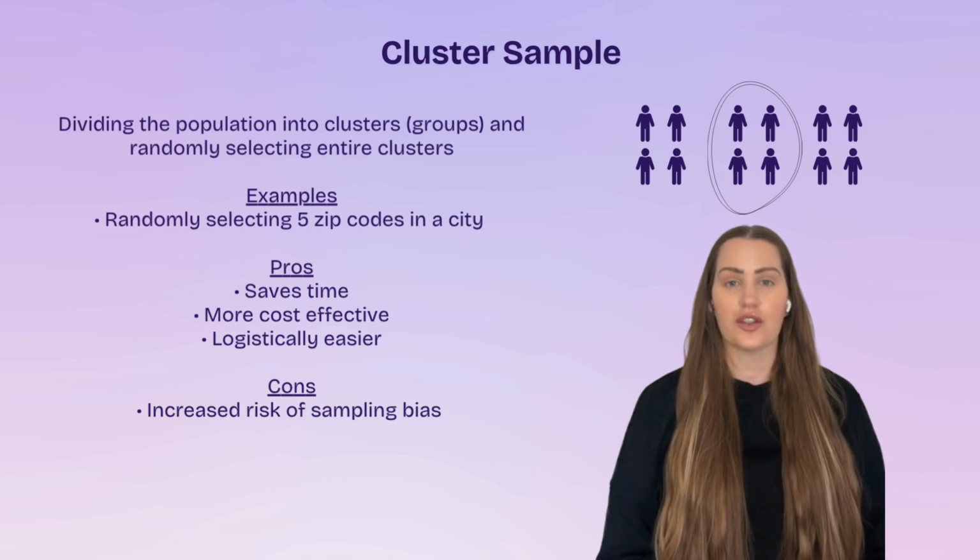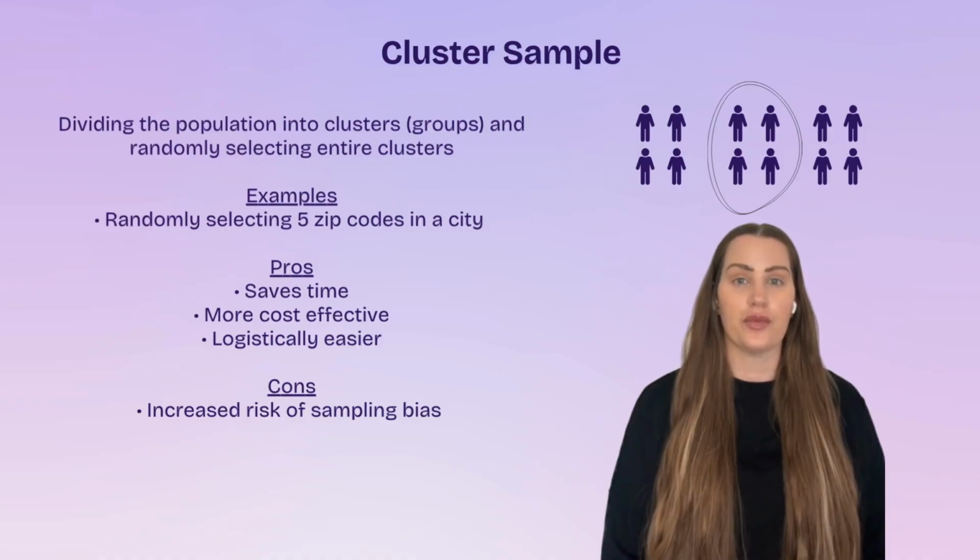Clusters are often naturally occurring groups, such as a specific geographical area, like a city block or a zip code. For example, to sample an entire city, each zip code within the city could be considered a cluster. Then 5 zip codes would be randomly selected from the entire city. Every single individual within these 5 zip codes would make up the sample of the city's population.